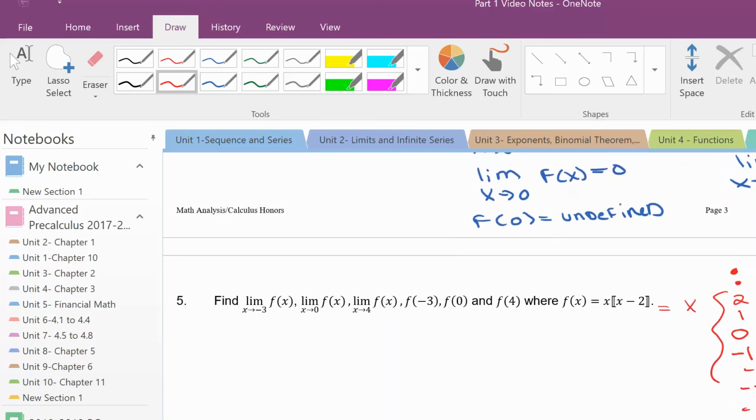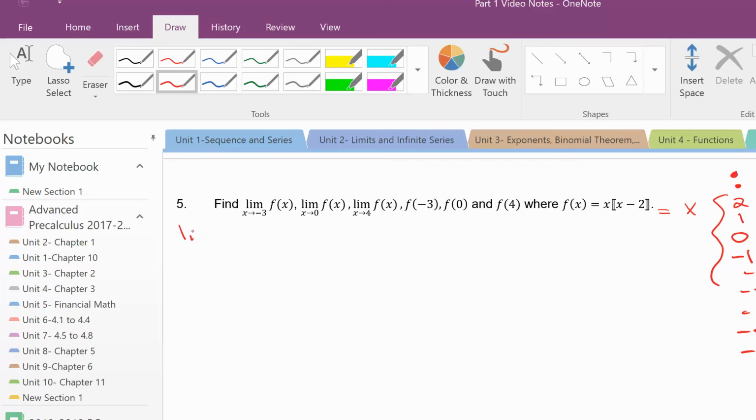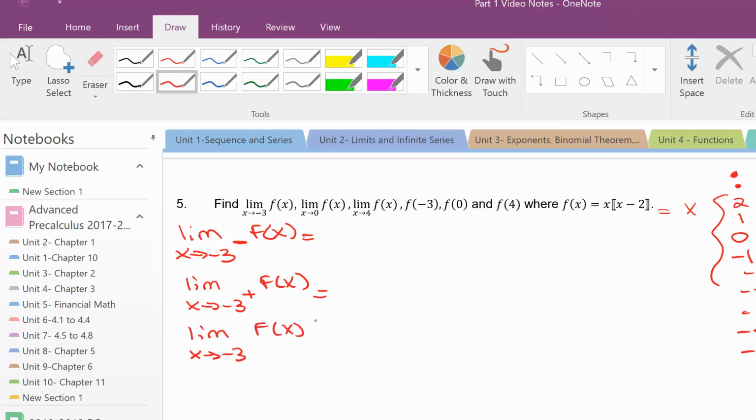So now, finding the limits, the first limit it wants you to find is x approaches negative 3. So the limit as x approaches negative 3. And since negative 3 has different rules from the left and right, you have to do left and right. And then that'll give you the limit as x approaches negative 3. And then it also wants you to find f of negative 3.